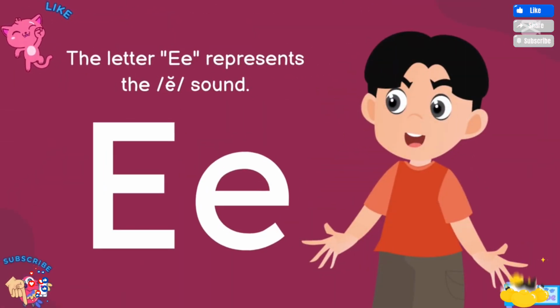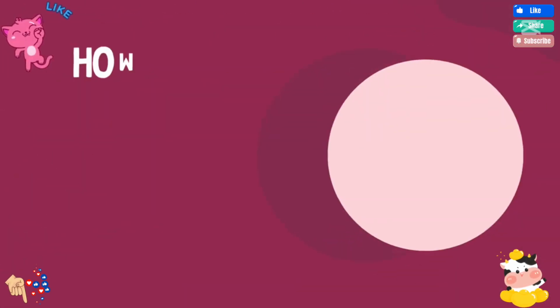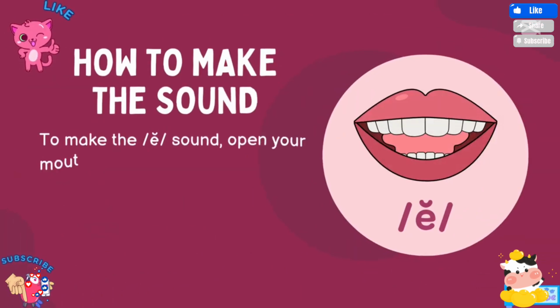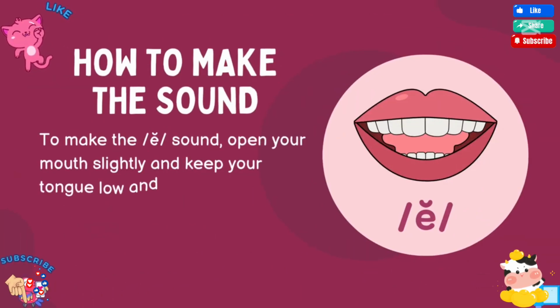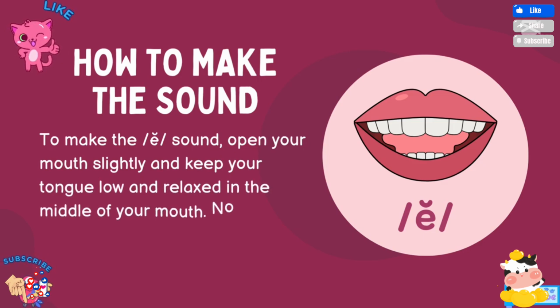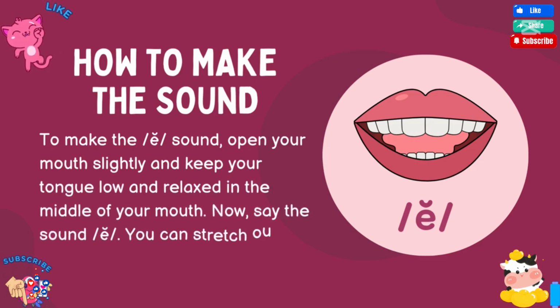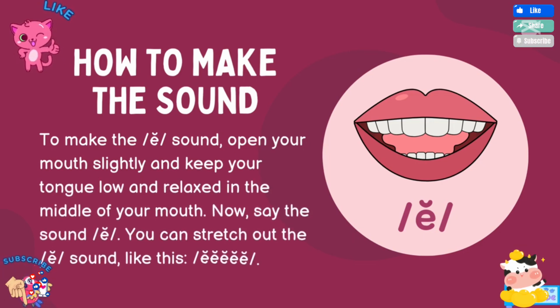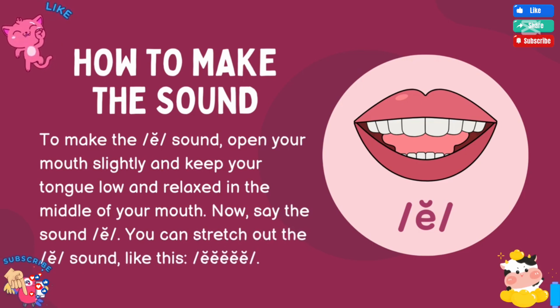The letter E represents the E sound. How to make the sound. To make the E sound, open your mouth slightly and keep your tongue low and relaxed in the middle of your mouth. Now, say the sound E. You can stretch out the E sound, like this, E.